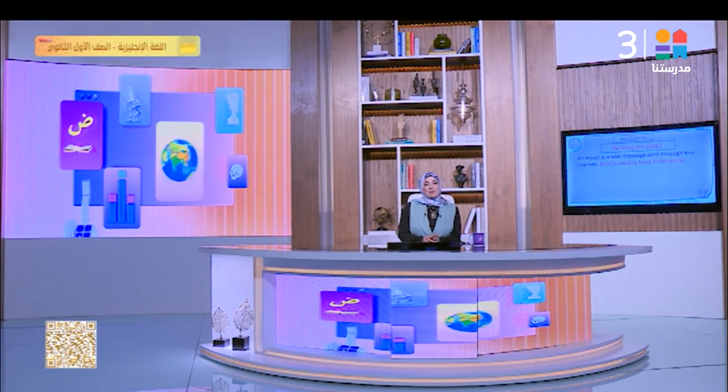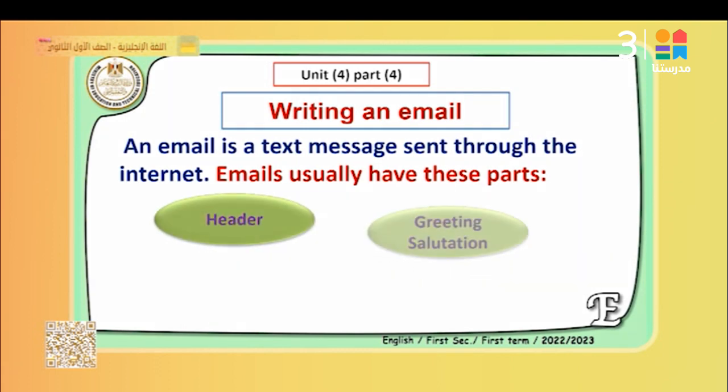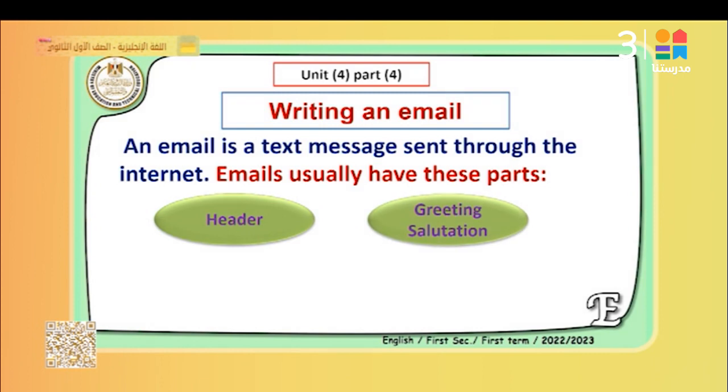Let's start with writing an email. What is an email? An email, as you know, is a text message that you send on the internet. So an email is a text message that you send through the internet. Emails usually have these parts. What are the parts of the email? The first one is the header. What is the header? The header is how to start the email.